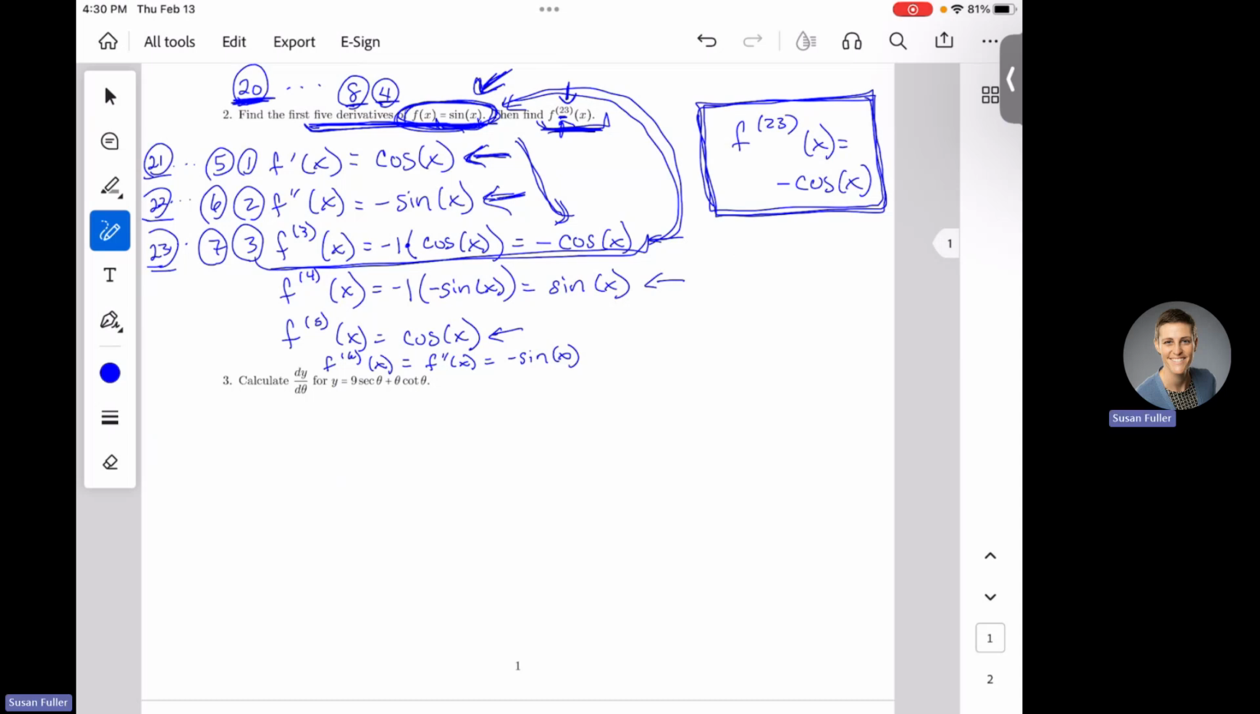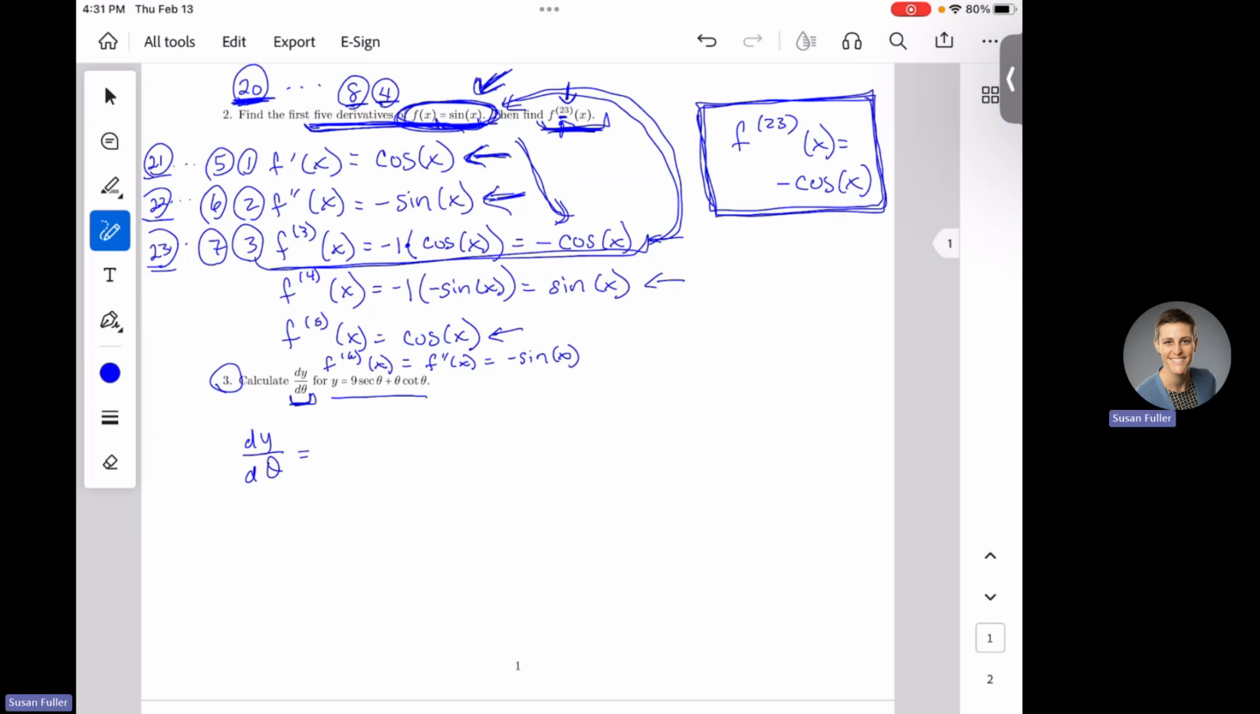Cool. And then the last one here, calculate dy d theta. That means my first derivative for y equals 9 times the secant of theta plus theta times the cotangent of theta. Okay, well, this says find the derivative of y, and my variable is theta.